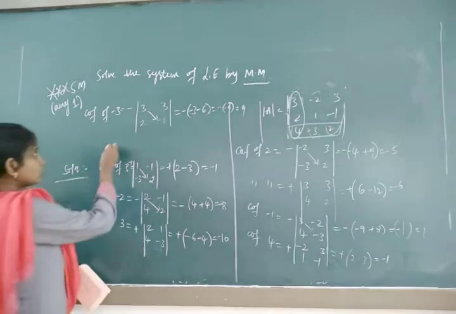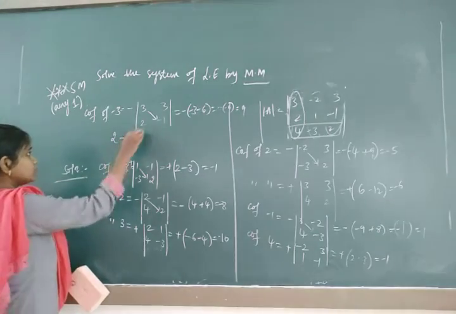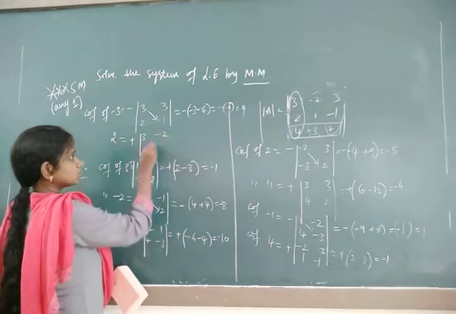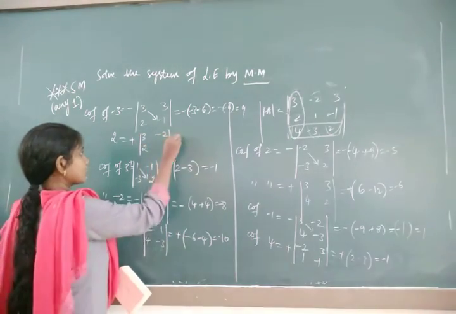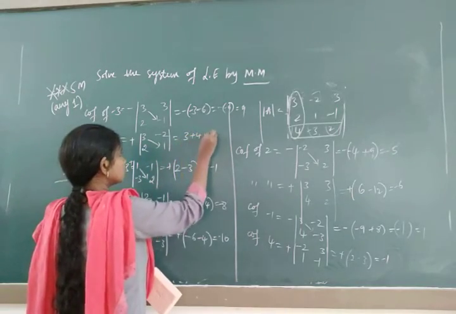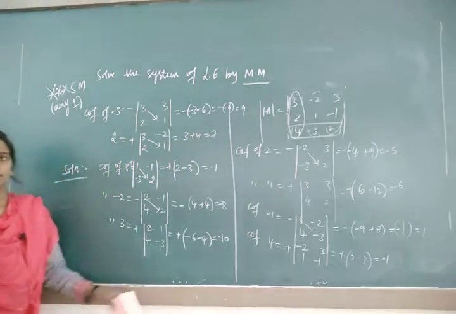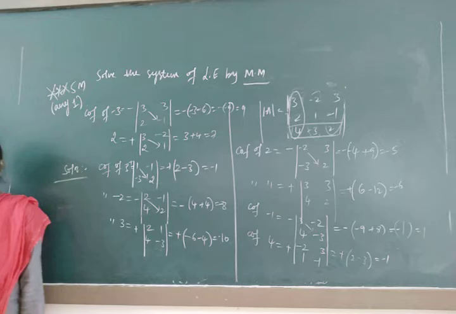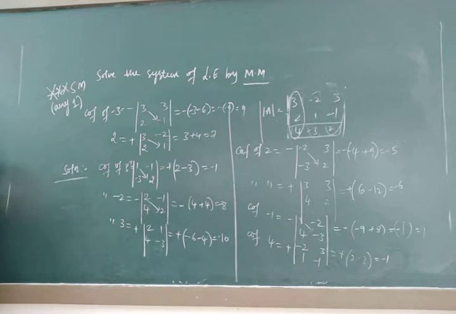Next cofactor of 2, it's a plus. So deleting the third row third column, it will be 3 minus 2, 2 1. So multiply this one, 3 1s are 3 plus 4, which is equal to 7. So simplify in this manner for the cofactor of the elements.